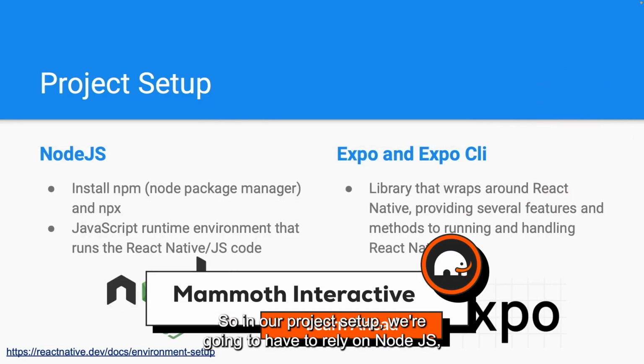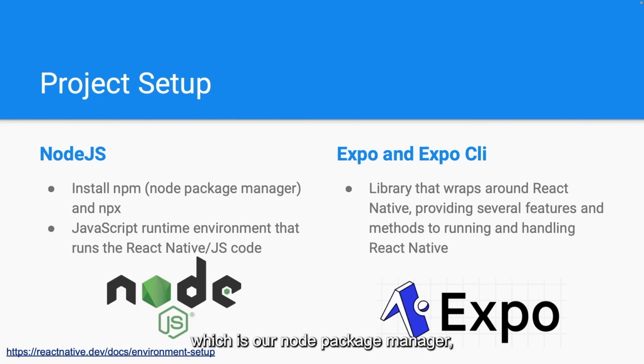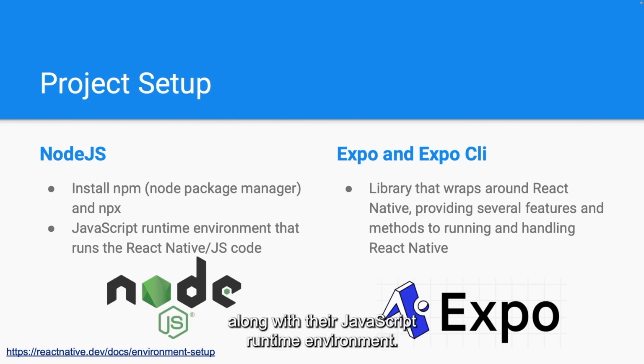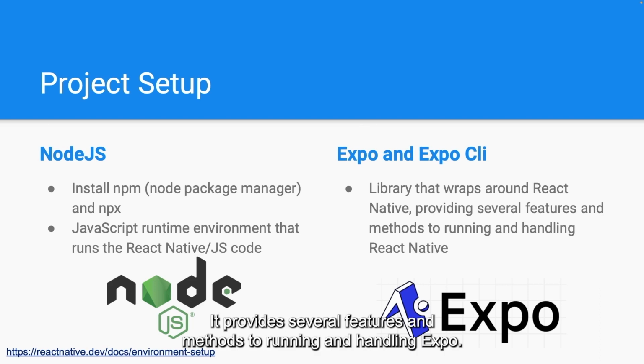So in our project setup, we're going to have to rely on Node.js, which is our node package manager, along with our JavaScript runtime environment. We'll also need to rely on Expo and Expo CLI, which is a wrapper library that goes around React Native. It provides several features and methods for running and handling Expo.